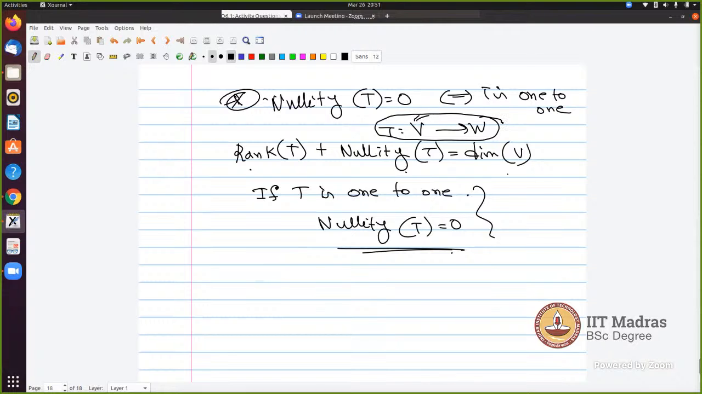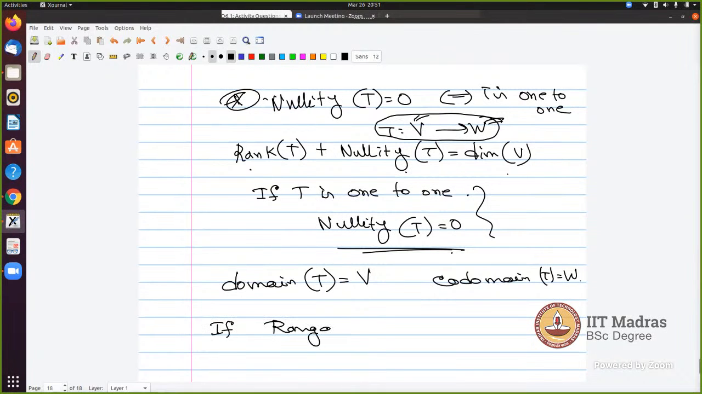This is the domain, this is the codomain. Domain is my V, codomain is W, right? Do you know what the range is? Set of all images, same definition as in function. So the range of T is the set of all images of T. If the range is the same as the codomain, then T is onto. Same definition.